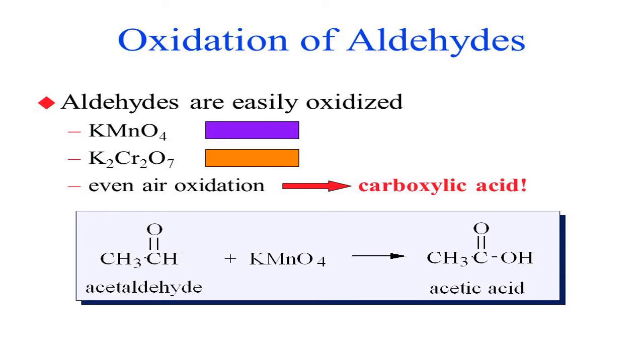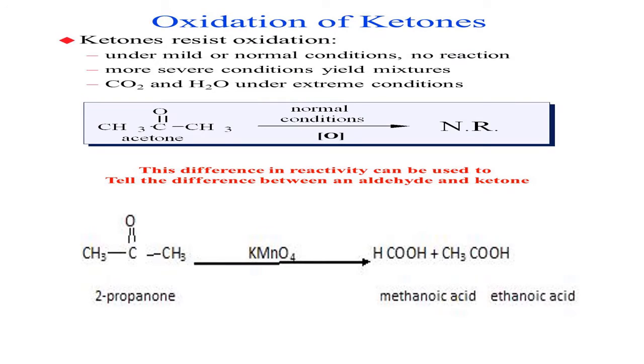Okay, so this is our normal oxidation to give carboxylic acid. Aldehydes upon oxidation become carboxylic acid. Even with air, aldehydes are so reactive towards oxidation. Even if you supply air to the aldehydes, they convert into the corresponding carboxylic acids. You see ketones. Ketones under normal conditions: NR. What is NR? No reaction.